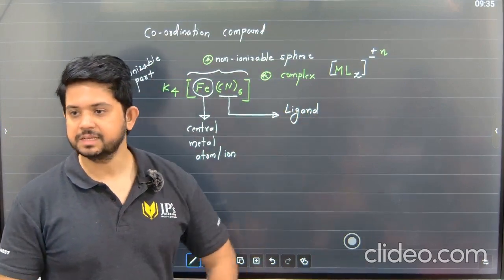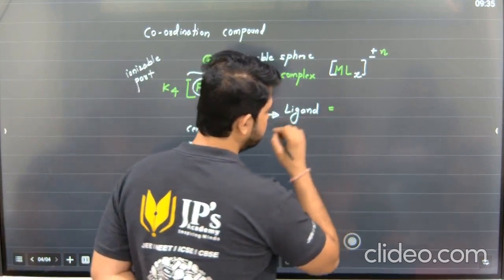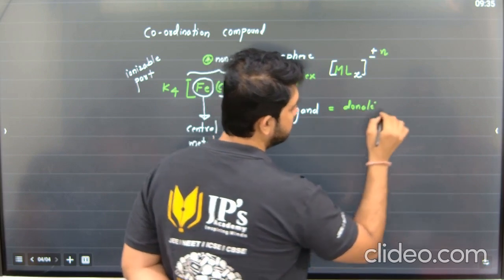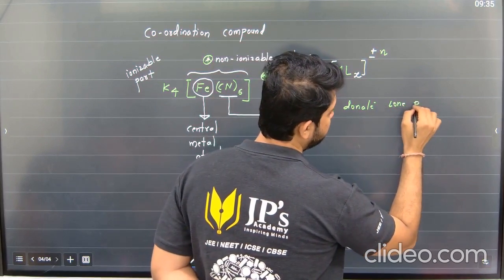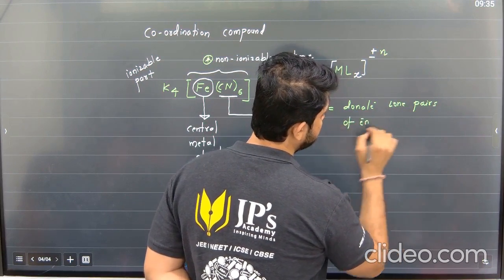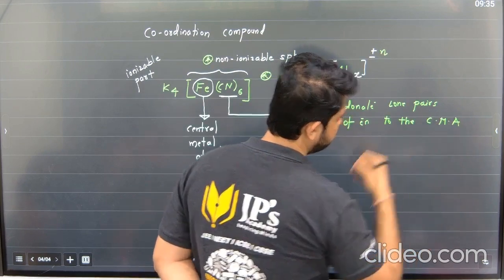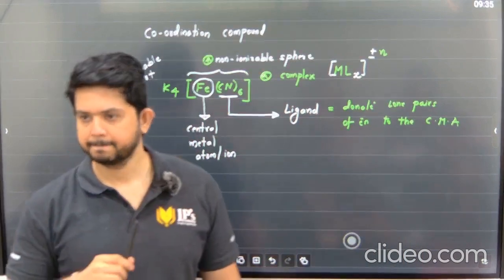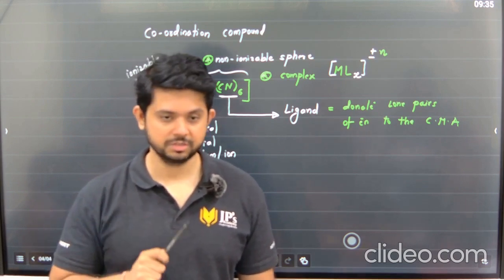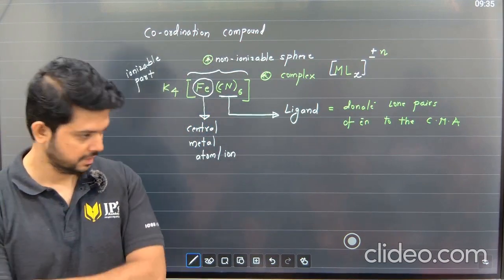So what exactly is a ligand? Ligands donate lone pairs of electrons to the central metal atom. I repeat, they are electron pair donors and they donate electron pairs to the central metal atom.